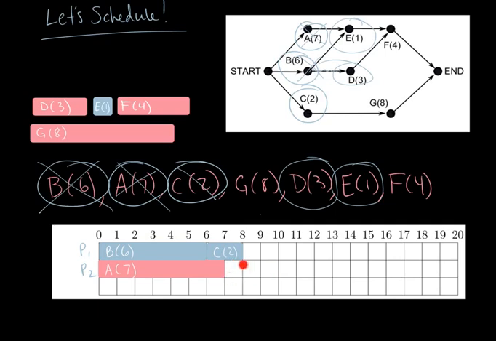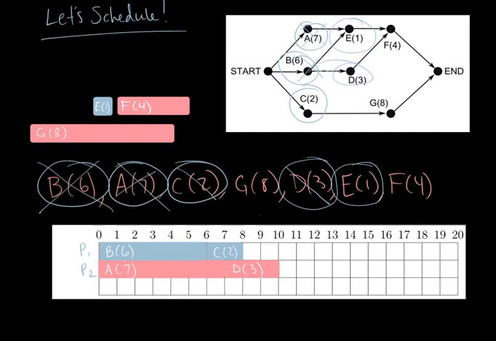Once A finishes, we need to schedule a new task. We have to skip G because G cannot be started until C is finished according to the digraph. The next available task is D, so we will schedule D and draw lines to indicate that D is being worked on.